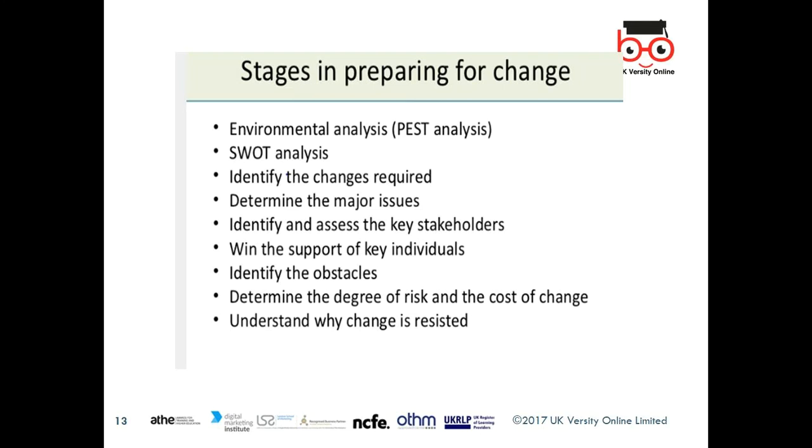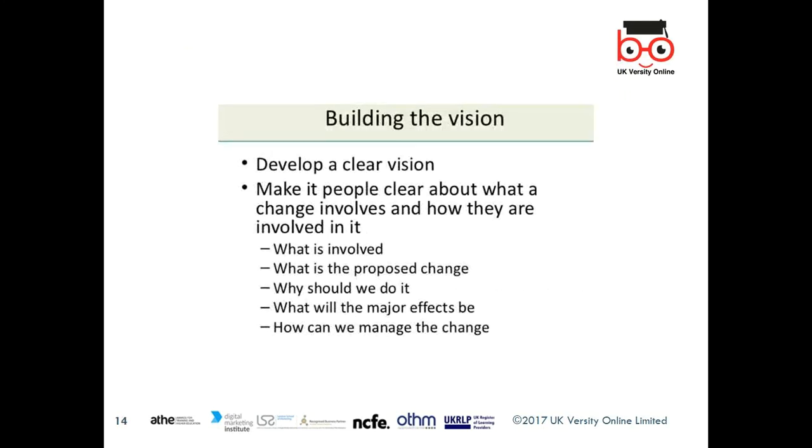Determine the major issues, identify and assess the key stakeholders, and win the support of key individuals. For example, if Theresa May wanted to be successful in implementing a Brexit deal, she needed key individuals, maybe Jeremy Corbyn or other political parties, key leaders, and her own ministers as well. Identify the obstacles. Yes, there are obstacles. How do we balance the interests of everyone? Yes, that is a big thing. Determine the degree of risk and the cost of change, and understand why the change is resisted, why people don't want to accept it.